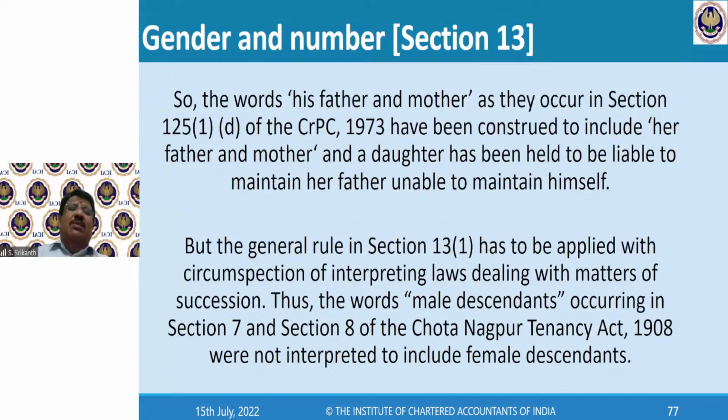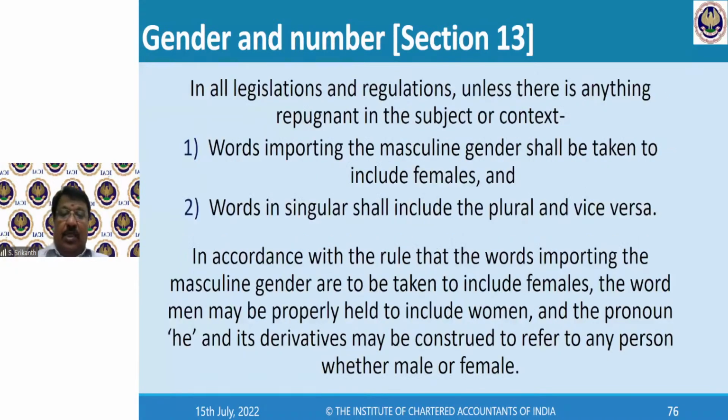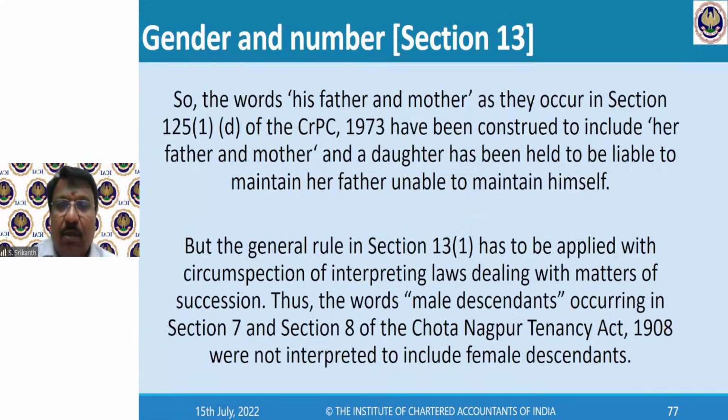So in a way, this seems very silly. The words "his father", but then such a thing should not be repugnant to the context. Repugnant means that when you apply this principle, it should not result in something shameful like that. So the words "his father and mother" have been construed to include her father and mother, and a daughter has been held liable to maintain her father, unable to maintain himself.